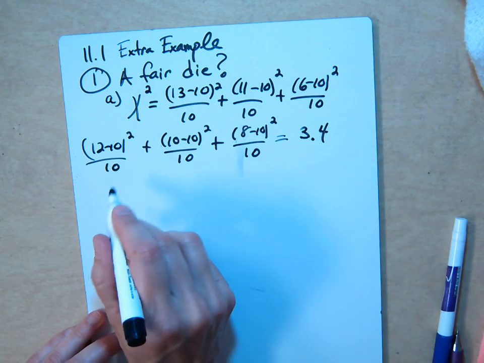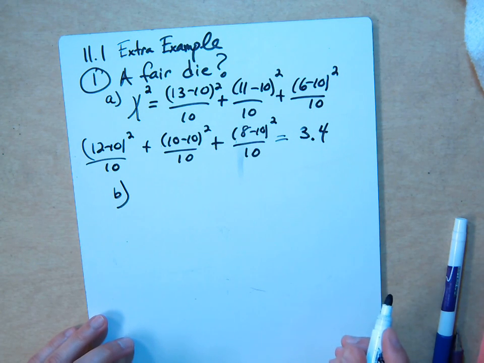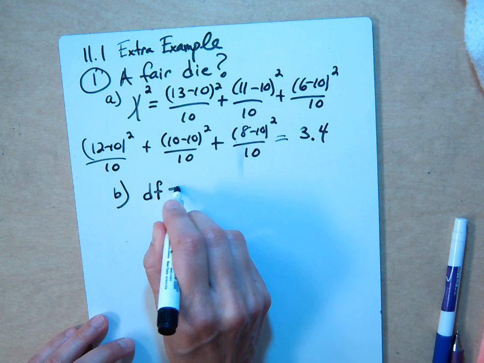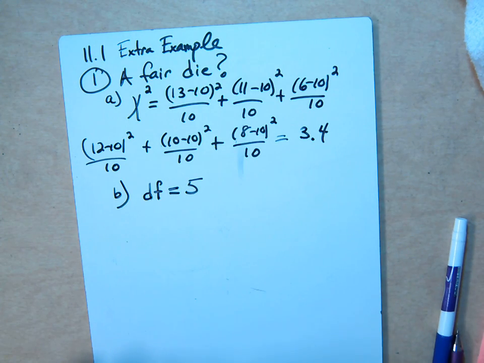Okay, and then part B is using the appropriate degrees of freedom. So what would the degrees of freedom be? Number of categories minus 1 is 5. There are 5 degrees of freedom because there are 6 categories, 6 possible outcomes.